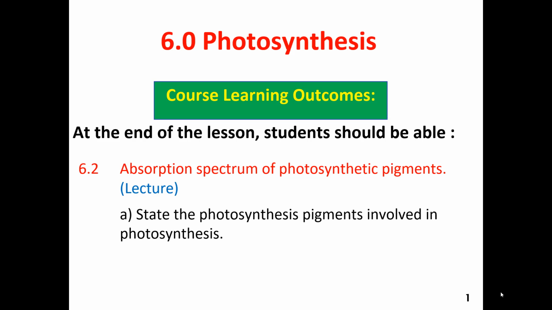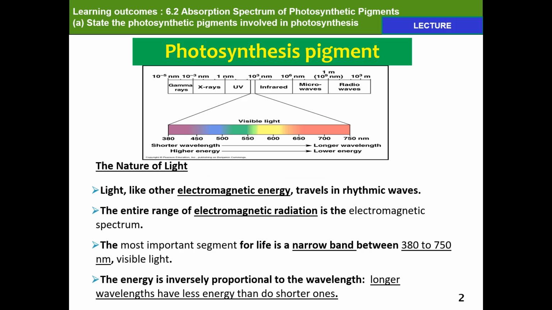Subtopic 6.2 is the absorption spectrum of photosynthetic pigments. In this subtopic, the student will learn the types of photosynthetic pigments involved in photosynthesis. Before we learn about the photosynthetic pigments, firstly we need to know the nature of light.